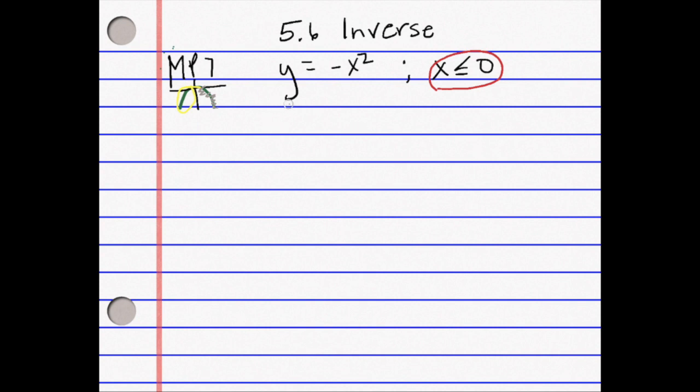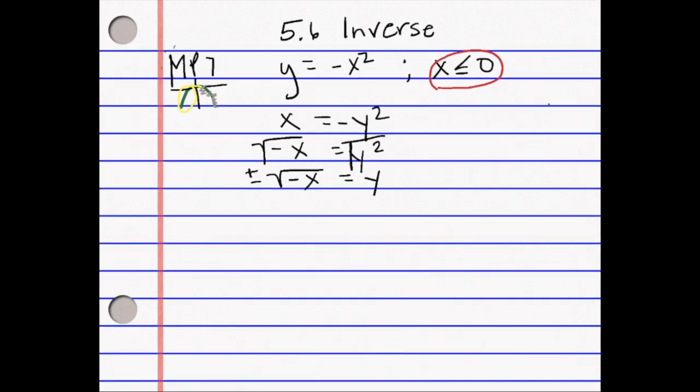Find the inverse. Step 1, replace y and x. So now x equals negative y squared. Divide by negative 1, and now we're going to square root it. It comes out to be plus or minus the square root of negative x equals y. Some of you may be thinking you can't have a negative inside the radical, but let's take a look at it because it's going to make a little more sense, especially when we graph it.